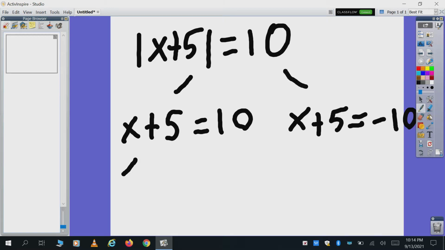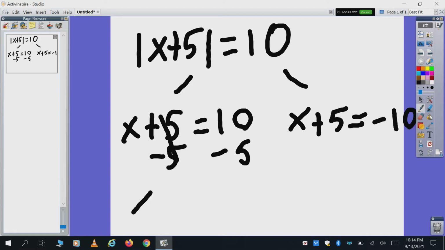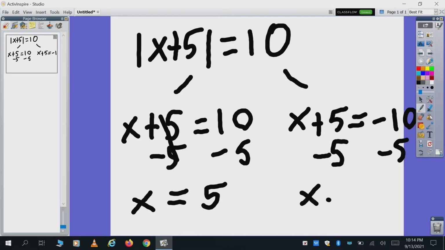So for the first one, we're going to have what? Minus 5, minus 5. Let me erase my little mistake. Now, minus 5, which cancels the two 5s, and we are left with x is equal to 5. Perfect. Now let's do the other side. We're going to do minus 5, minus 5. Negative 10 minus 5 gives x is equal to negative 15. So now we have two answers.